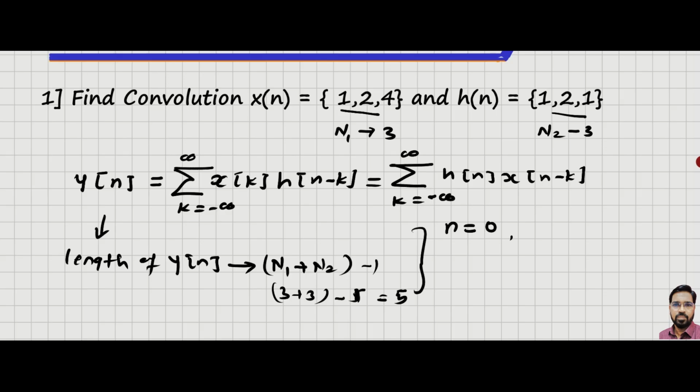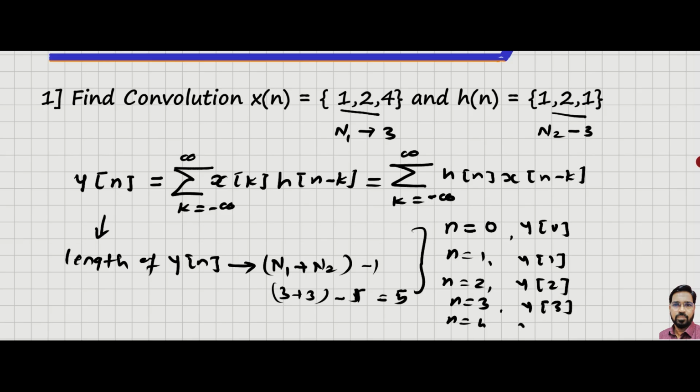For n equal to 0, you will get y of 0. For n equal to 1, you will get y of 1. For n equal to 2, you will get y of 2. For n equal to 3, you will get y of 3. And for n equal to 4, you will get y of 4. You have to find these outputs. These are the 5 samples in the output after convolution of x of n and h of n.